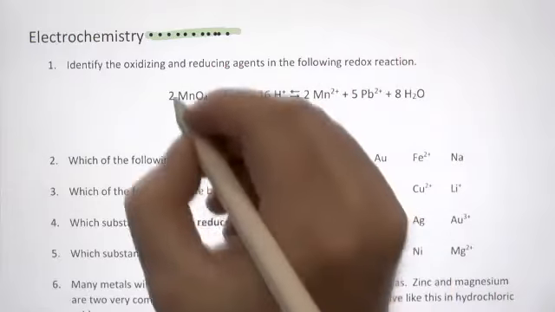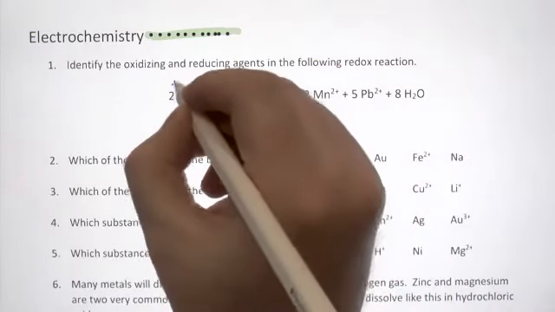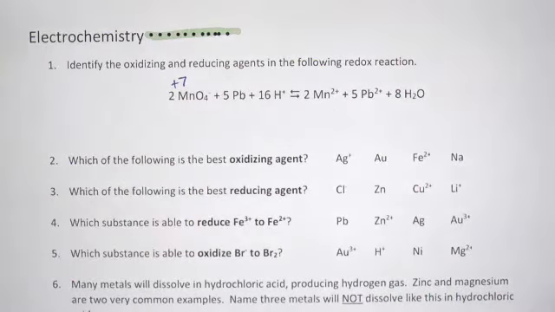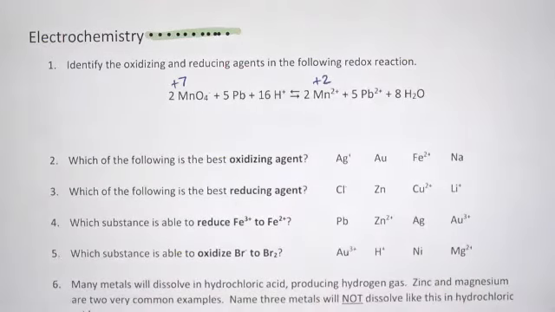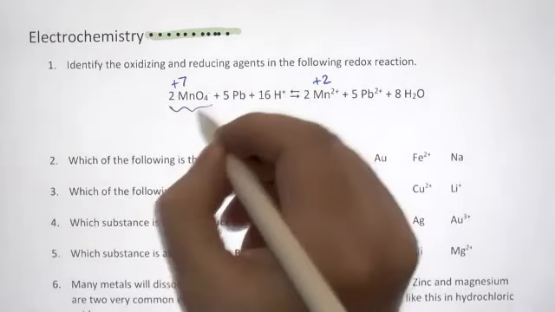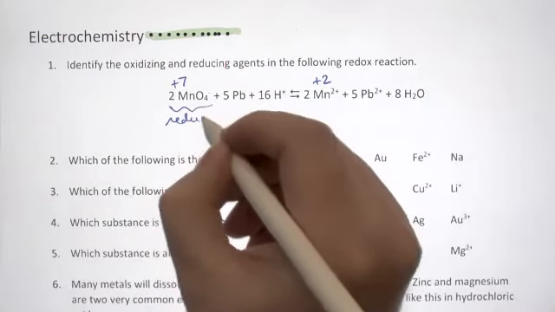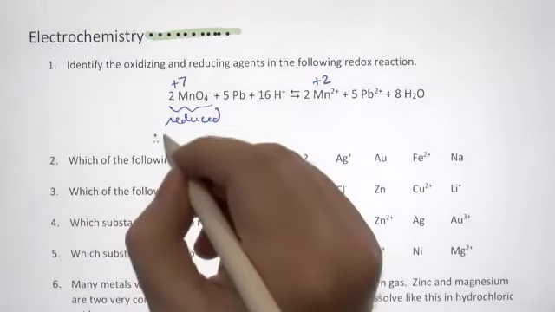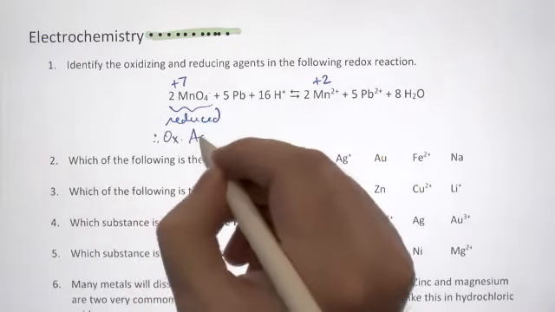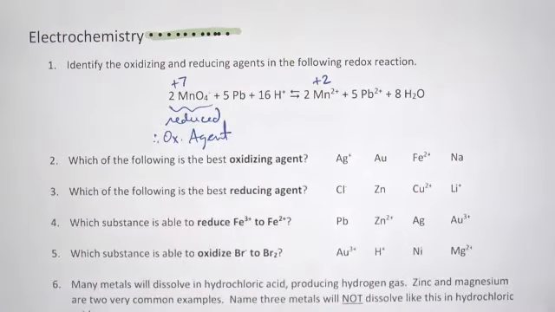The manganese starts off at +7 in the permanganate ion. It finishes at +2. So I can tell right there permanganate is getting reduced, isn't it? It's gaining electrons. So since this is getting reduced, it is the oxidizing agent. It's causing something else to be oxidized.